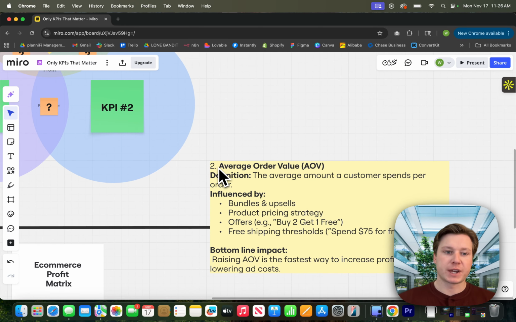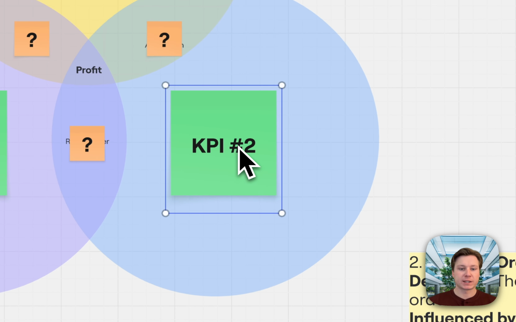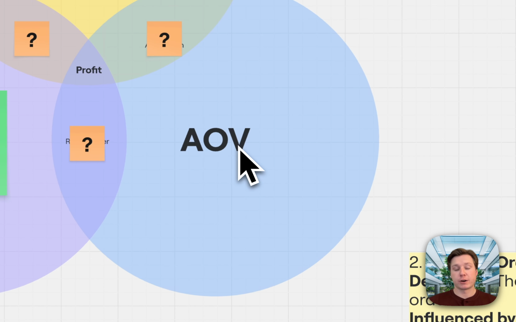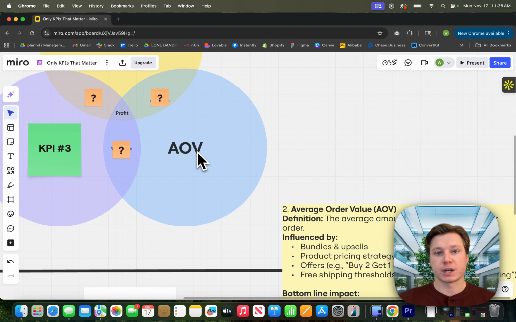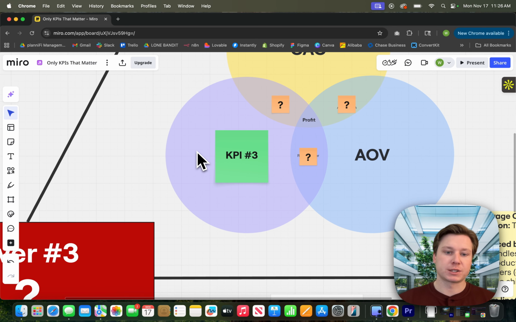So AOV is the second one, and they directly impact each other because a higher AOV just makes it easier to advertise. If you can tolerate a higher CAC, which is what it does, then it's just a lot easier to advertise. So that's the second one.